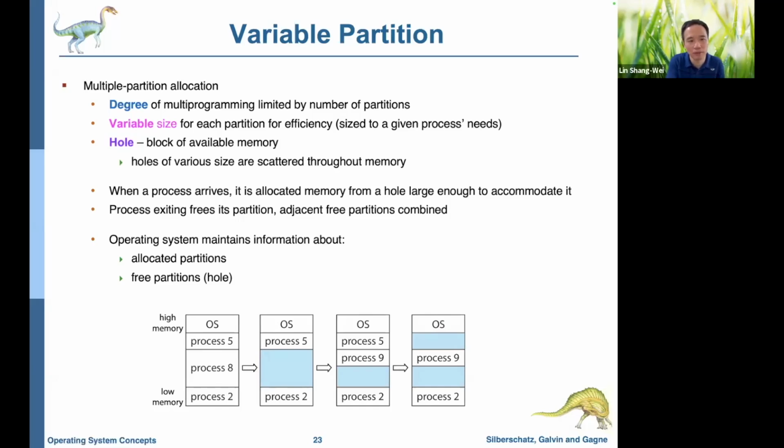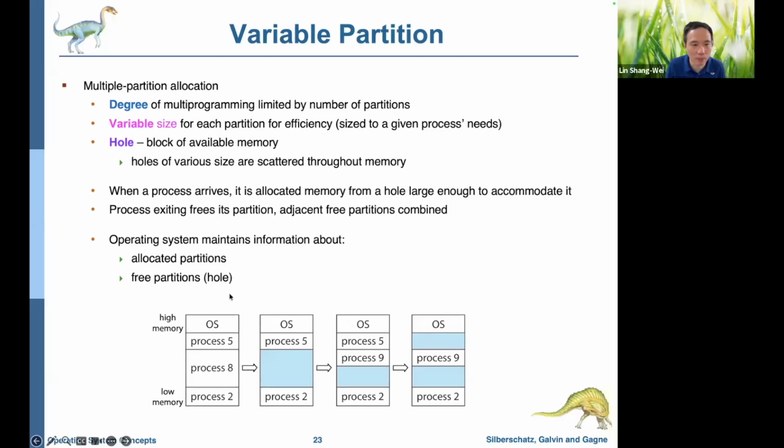And when the process finishes, the process will exit, right? Then its memory will be released to the OS, and the OS will see, okay, if this space is adjacent to some other free holes, then it will be combined. So the OS needs to maintain which are the allocated partitions and which are the free partitions, to fulfill the requests for the processes.